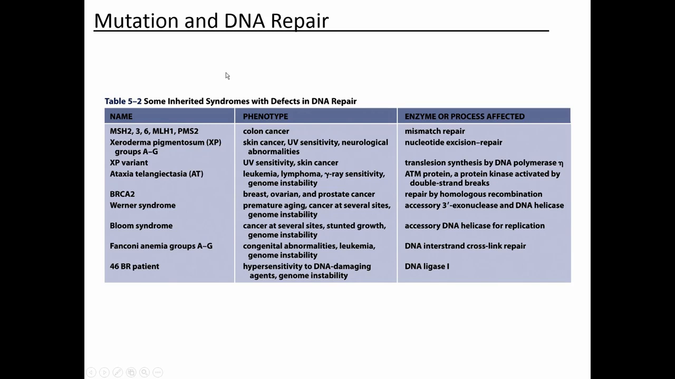This is, again, not something I'm going to ask you on an exam or quiz, but I think it's interesting. These are examples of inherited diseases where the defect is actually in some gene that's involved in DNA repair. So basically, if you have a mutation in a DNA repair pathway, that can lead to different types of syndromes within humans. This is just giving you examples of syndromes where the defect is somehow in their ability to repair DNA.